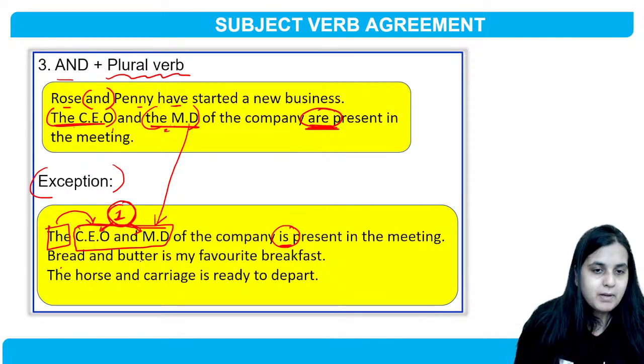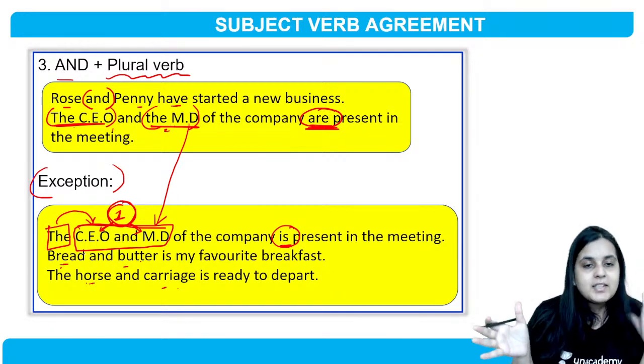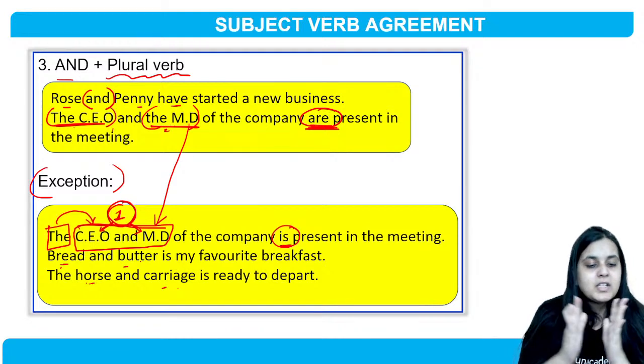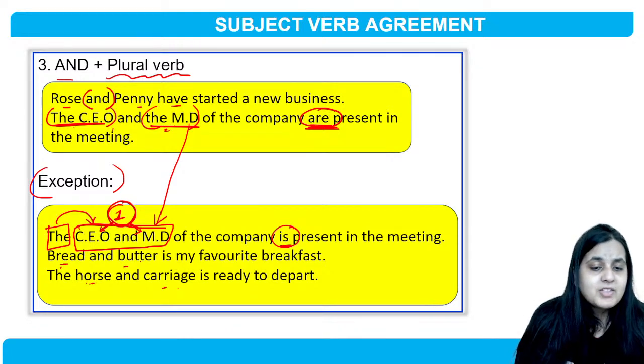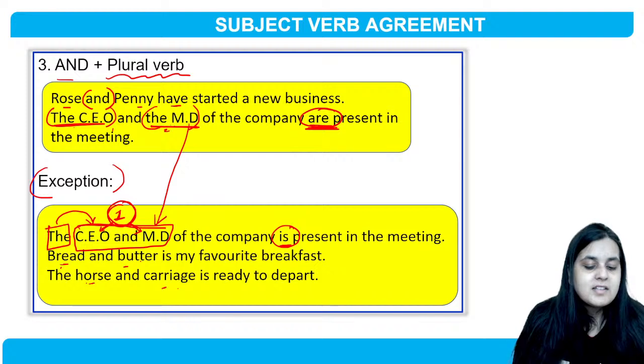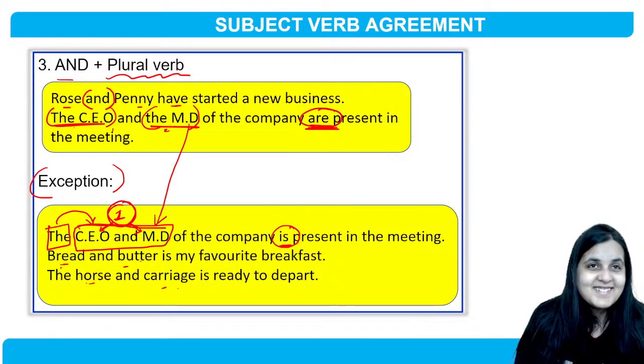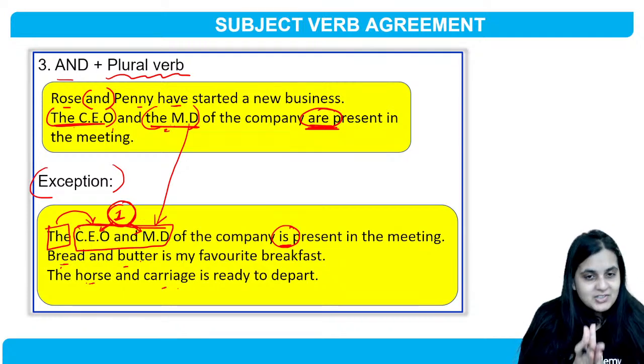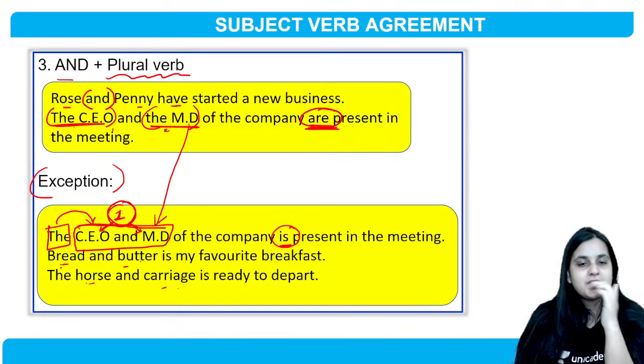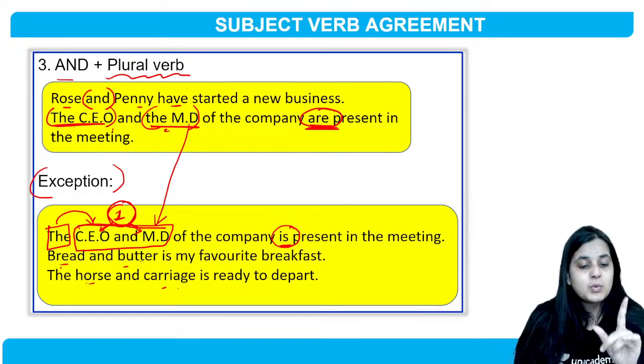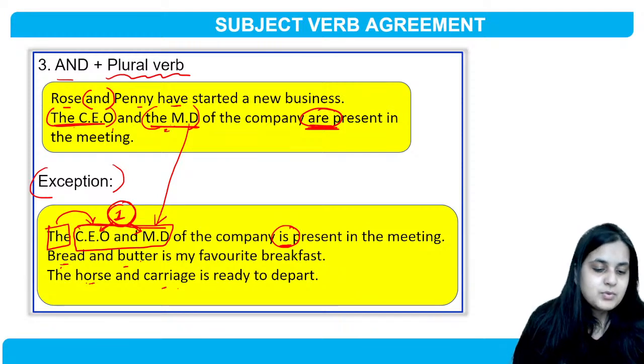Similarly, bread and butter, horse and carriage. Though they are two different objects or articles or entities, bread and butter refers to one dish. Bread and butter, pav and bhaji, chole and bhature, dal and rice, right. So bread and butter refers to one dish. So you will see, it's my favorite breakfast. Horse and carriage refers to one unit. So because it refers to one unit, the horse draws the carriage. That is why you treat it as singular.